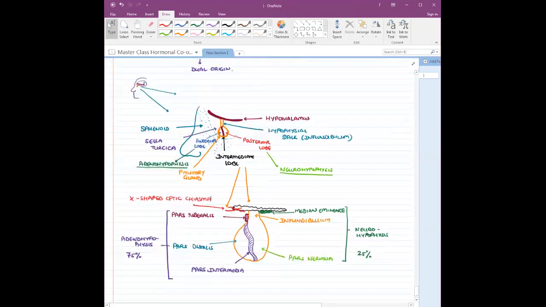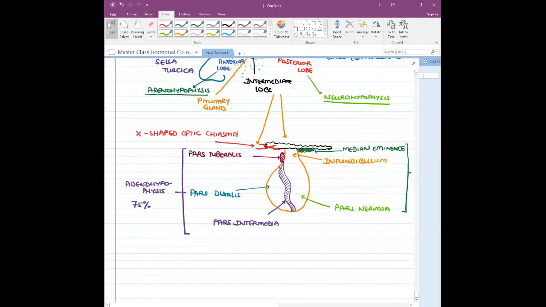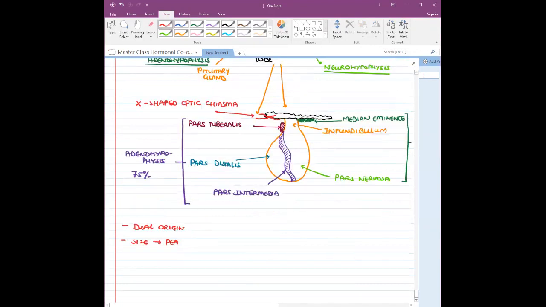Okay, so guys, let's see a few more things that we need to know about your pituitary gland. First thing, I said, this is going to be dual in origin, both ectodermal and endodermal. But when we talk about the size, how big is this going to be? It is going to be just the size of a small pea. That is it, nothing more than that. And its weight, how heavy is it going to be? It is just going to be half a gram.